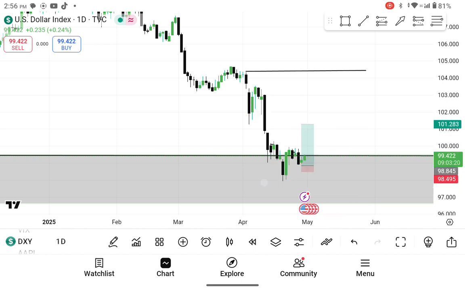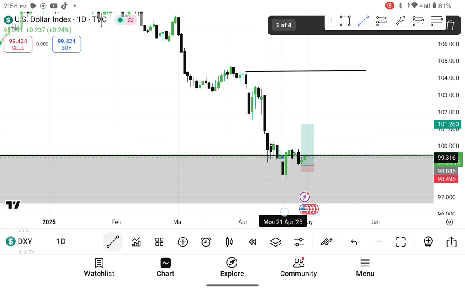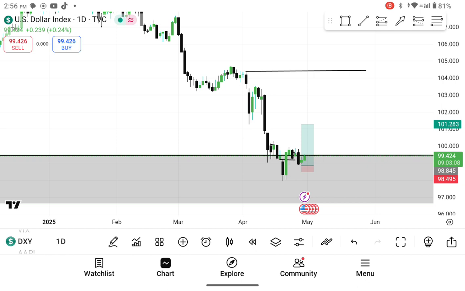At this level, we have a change in the state of delivery, because we had a bullish engulfing candlestick. When you see a bullish engulfing candlestick actually engulfing two candlesticks, that's to tell you that the strength of the buyers in the market is more than the strength of the sellers in the market.